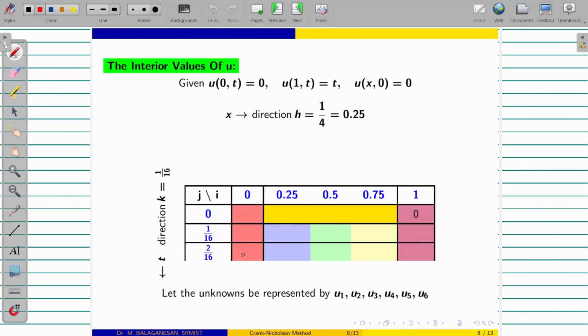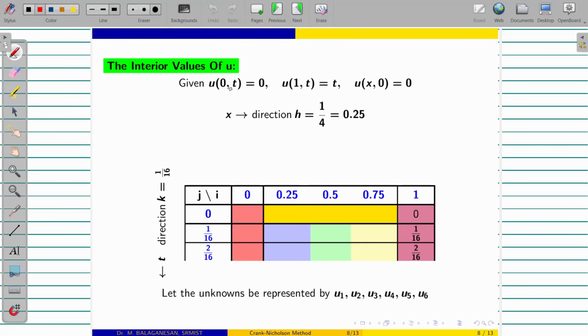Right. Now come to the boundary conditions. What are the boundary conditions? U of 1 comma t. Where is 1? X equal to 1 will be this position. U of 1 comma t equal to t. Give the value. T equal to 0 will be 0. T equal to 1 by 16, replace here, it will be 1 by 16. T equal to 2 by 16, it will be 2 by 16.